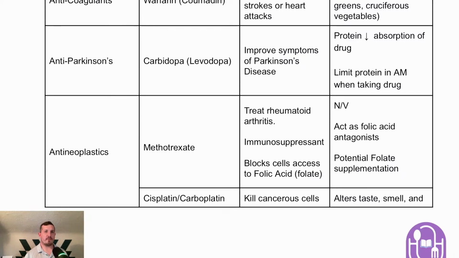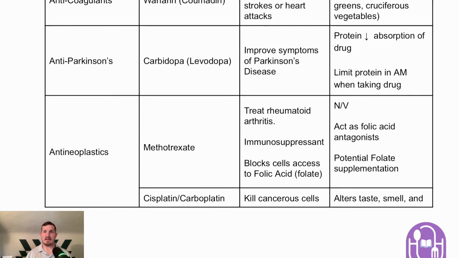Anti-Parkinson's. Carbidopa, levodopa. This might sound a little bit mean, but I think of "dopa" as like you're a little bit dopey headed. I don't know, I feel like it fits with Parkinson's. I hope people wouldn't take offense to that, but I think of dopiness and Parkinson's a little bit together. Levodopa improves symptoms of Parkinson's disease. And here are the nutrition related effects.